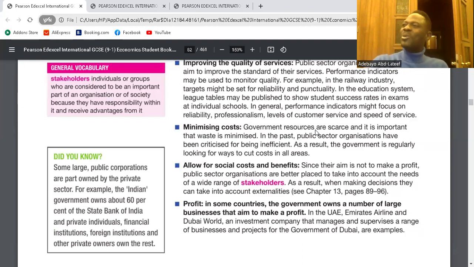No matter what happens, there's no incentive to increase productivity. And that's why the public sector is always linked to inefficiency. Clear? So to reduce inefficiency, government is trying different ways to cut costs. Is it clear? Any question about that?